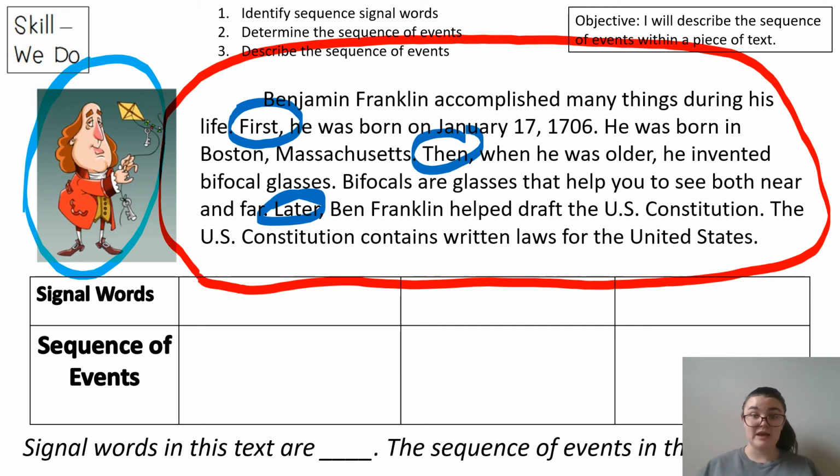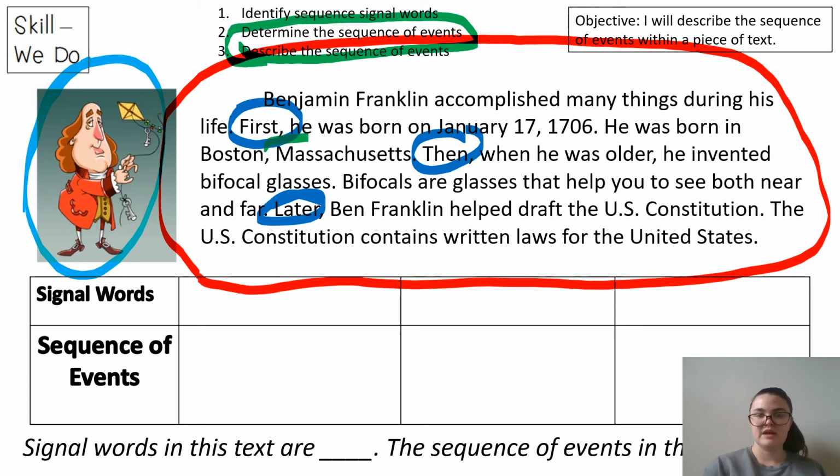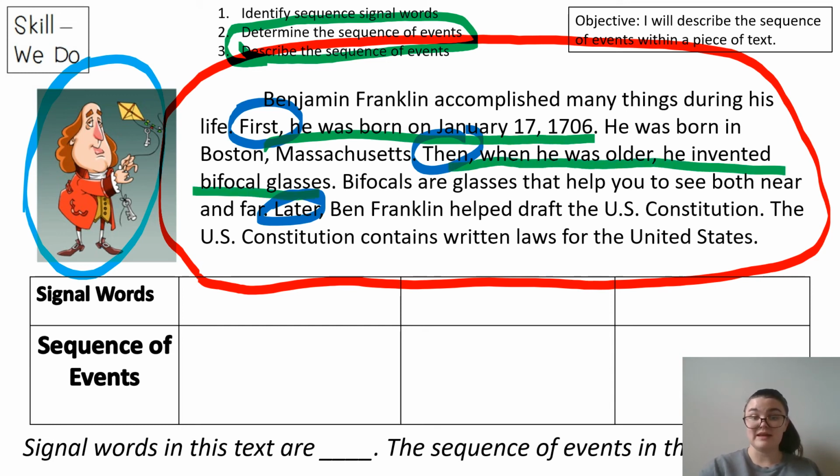These things already happened, so now we can think about the sequence of events or the order in which they happened. So first, he was born on January 17th, 1706. Then, when he was older, he invented glasses. Thank goodness for him, right? Now I have glasses. And later, Ben Franklin helped draft the U.S. Constitution. These are our steps in order.